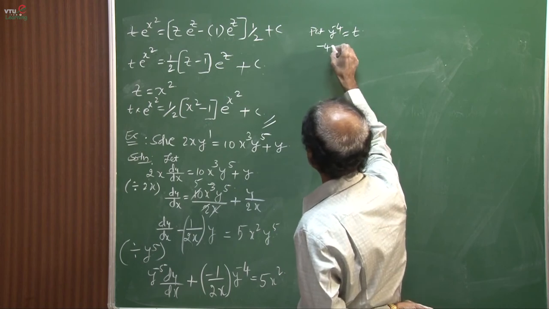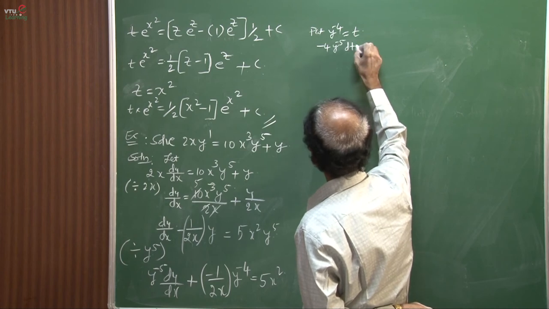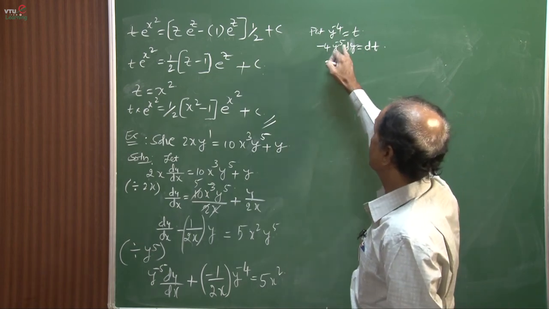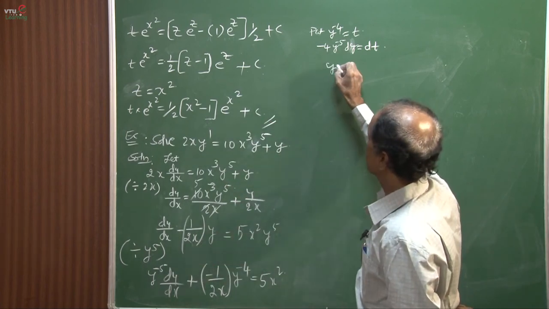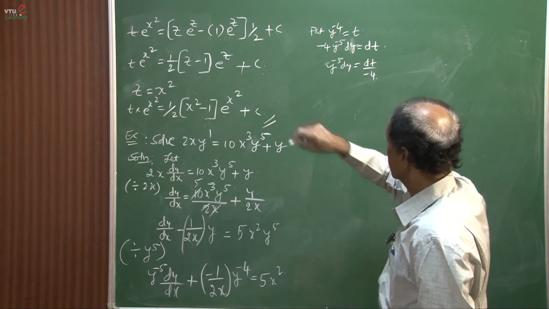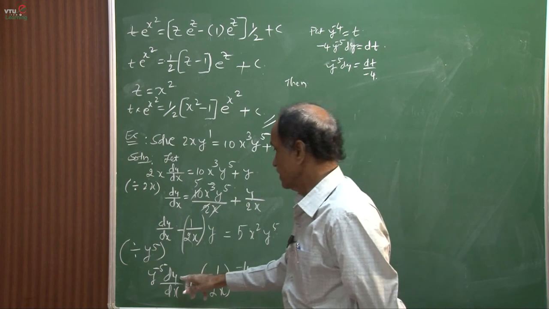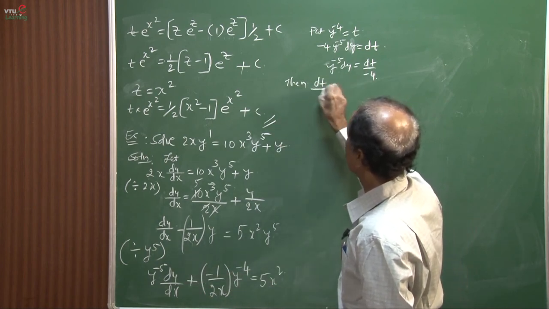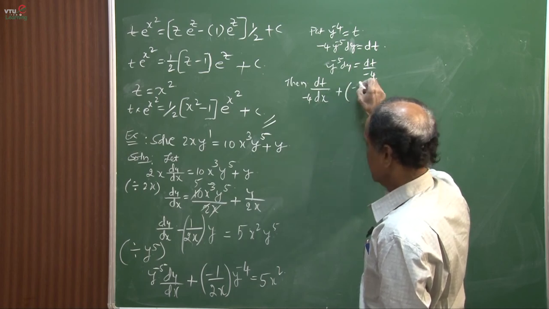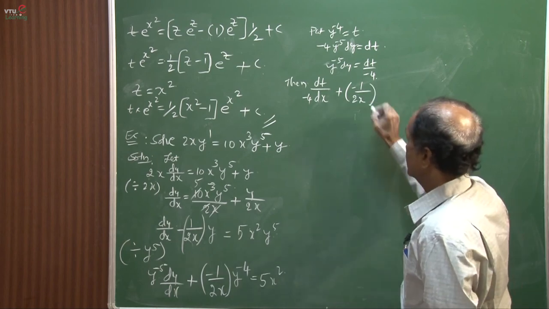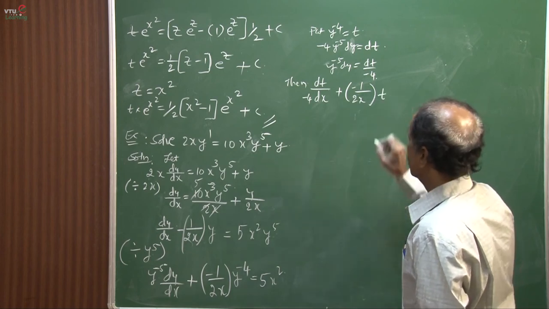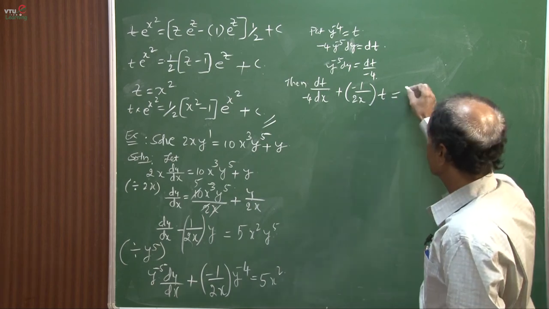Then this should be minus 4 y to the power minus 5 dy, that is equal to dt. Y to the power minus 5 into dy is available here, so you can replace y to the power minus 5 into dy is equal to dt divided by minus 4. Then it should be dt divided by minus 4 dx, plus minus 1 divided by 2x, and y to the power of minus 4 is equal to t, so multiplied by t, is equal to 5 times x square.